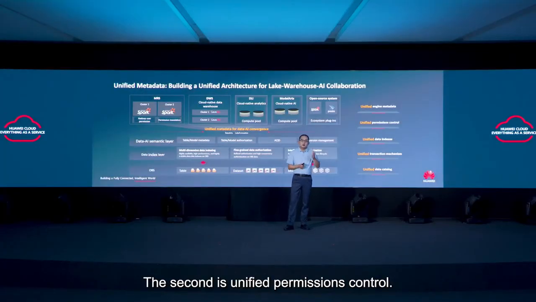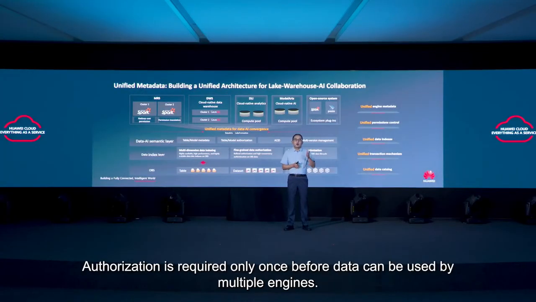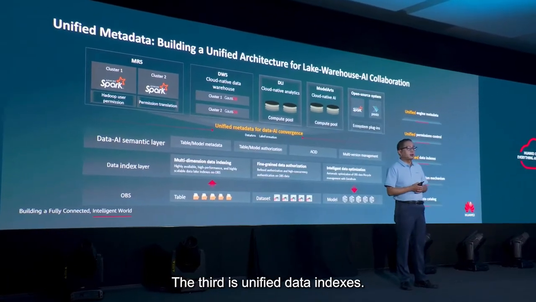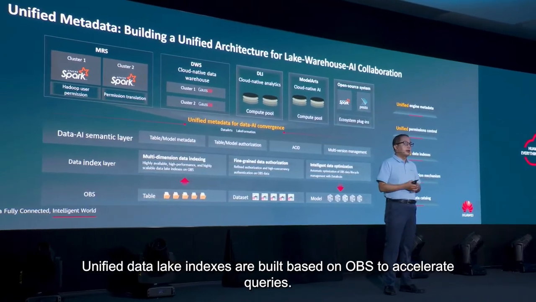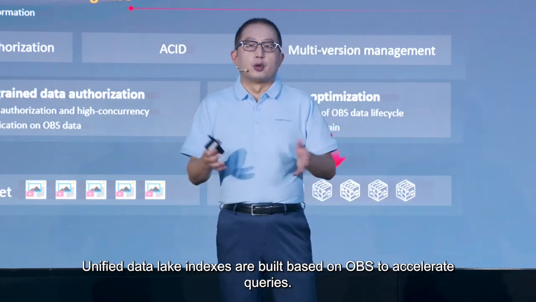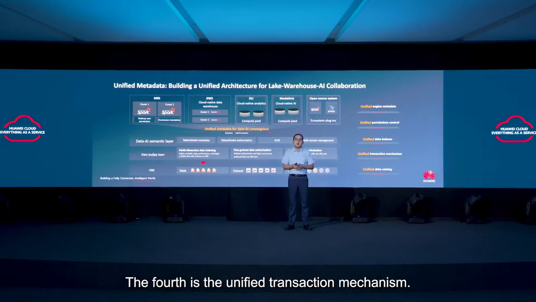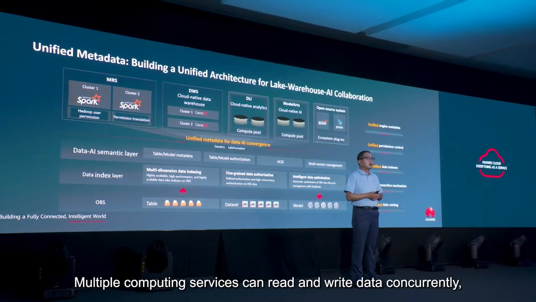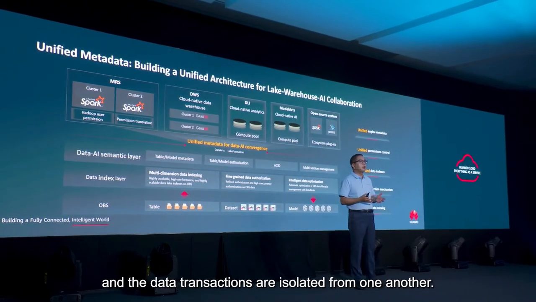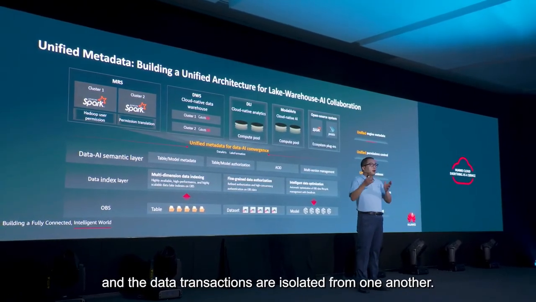The second is unified permission control. Authorization is required only once before data can be used by multiple engines. The third is unified data indexes. Unified data lake indexes are built based on OBS to accelerate queries. The fourth is the unified transaction mechanism. Multiple computing services can read and write data concurrently, and the data transactions are isolated from one another.